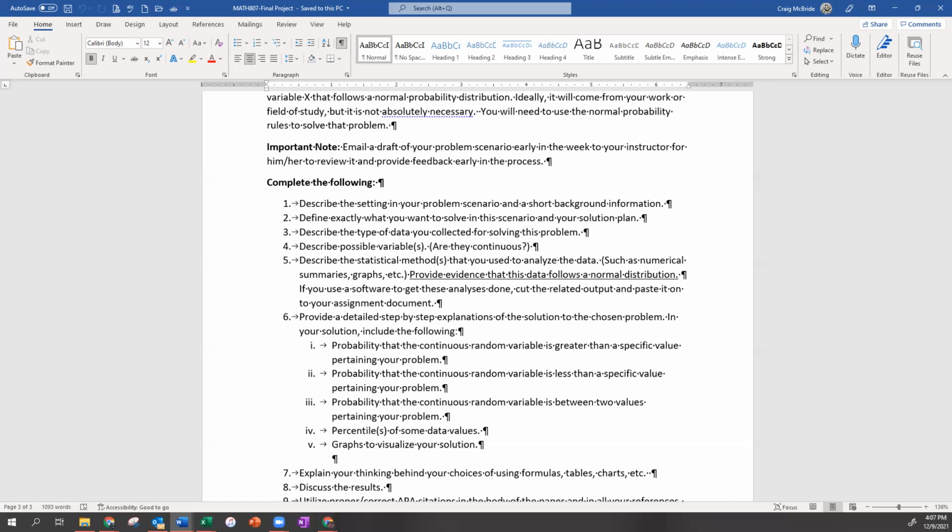Sorry, Dr. McBride. Yes, Mr. How would I handle the scenario of, like, engagement, improving engagement in e-learning, and turn that into something that would be normal probability rules to solve?